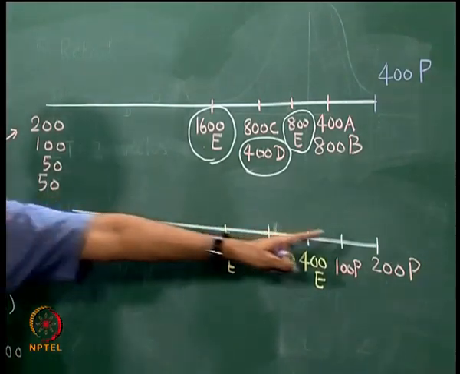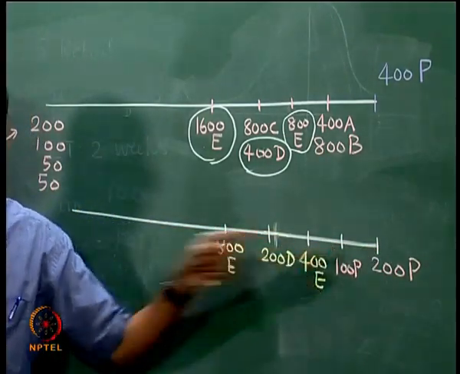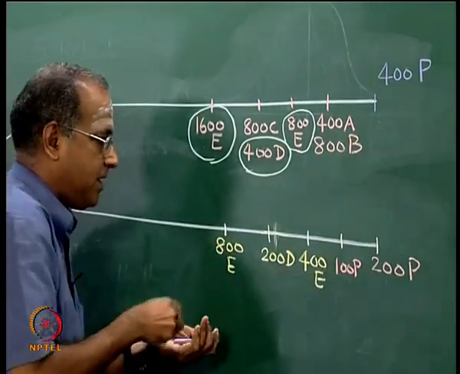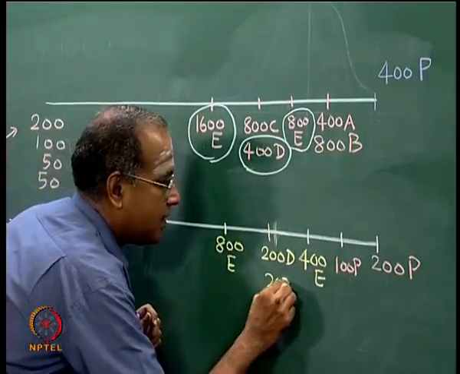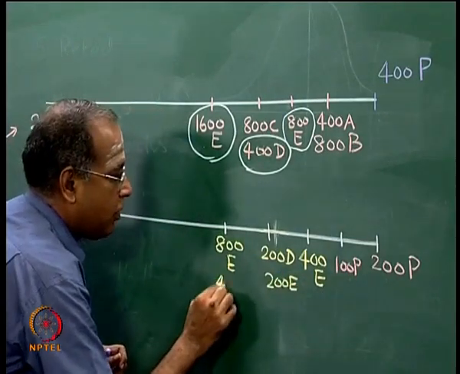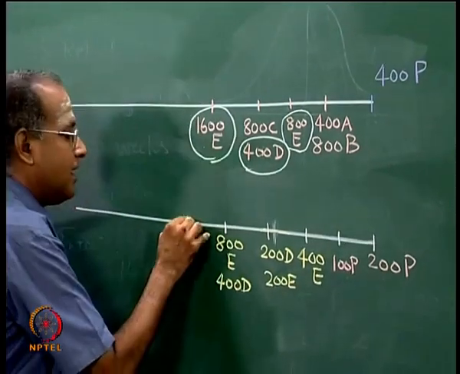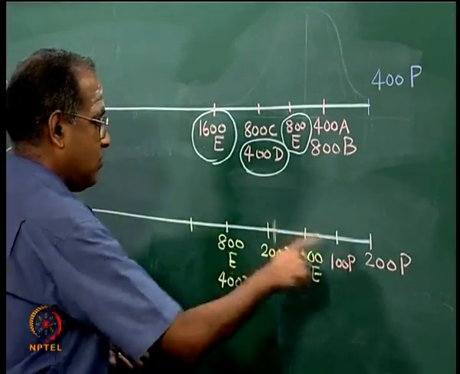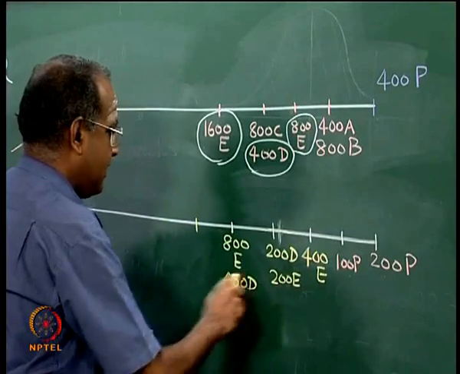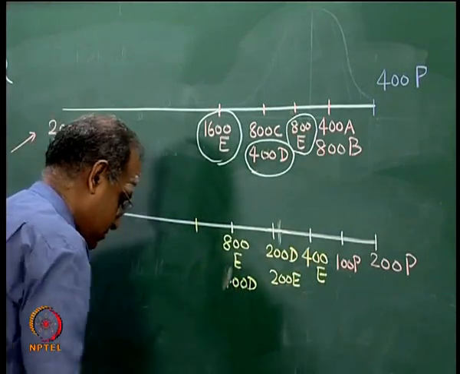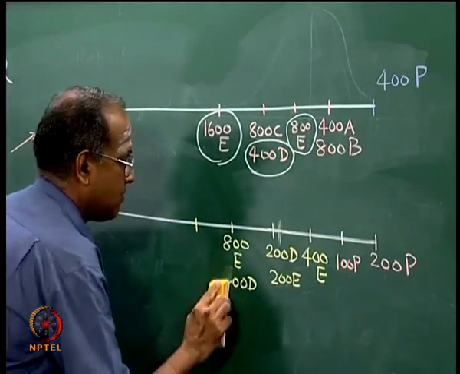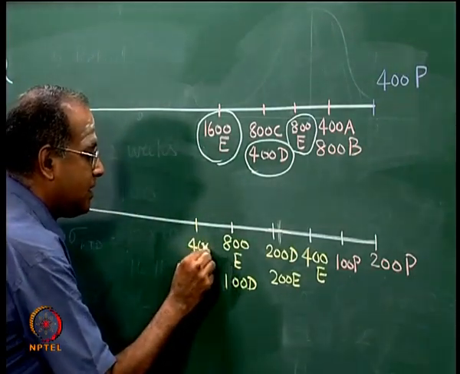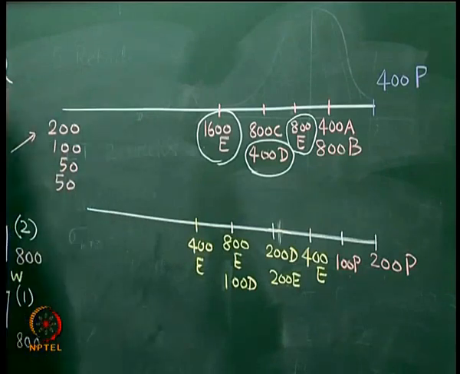Now, if I need 100 P here, this is the 4th week of the month, this is the 3rd week of the month. So for this 100 P, I need 200 E here, I need 400 D here, and I need 200 E, 100 D here, 100 D here, and 400 E here.